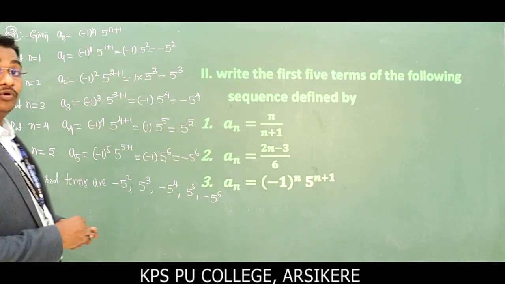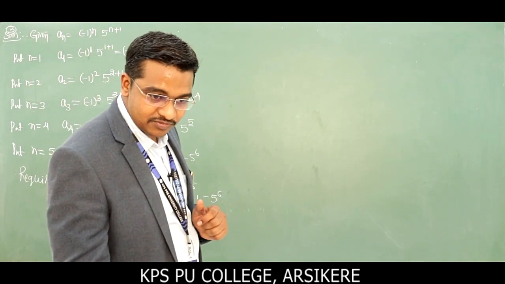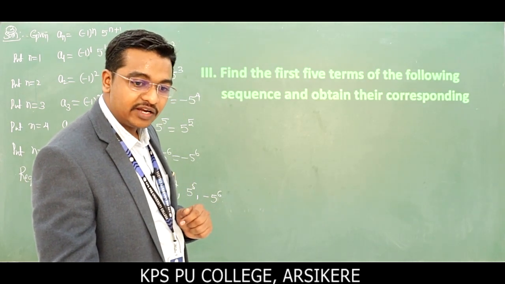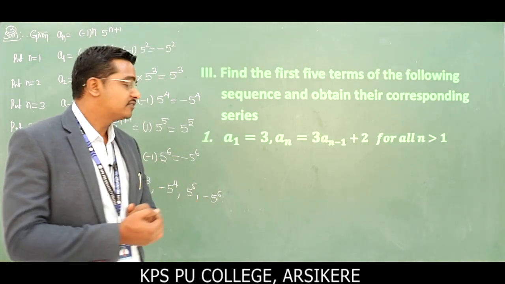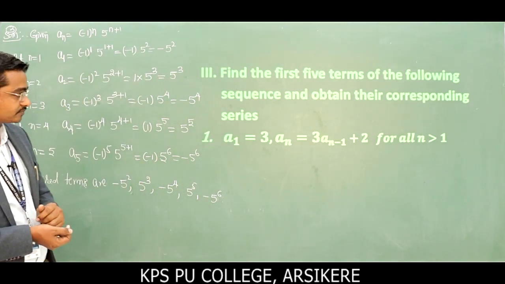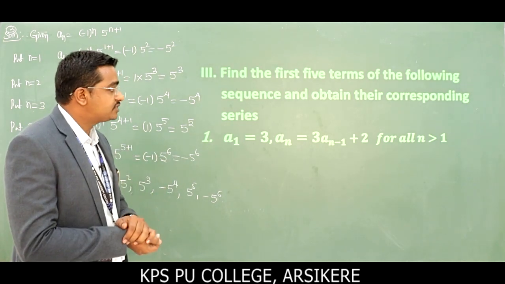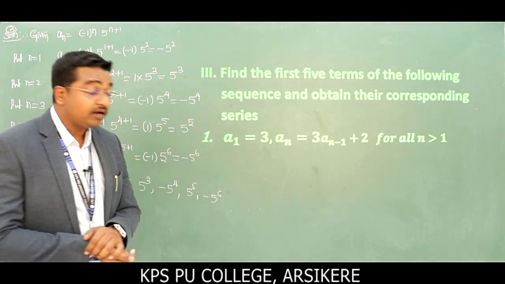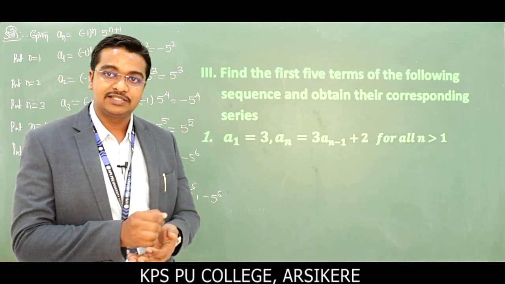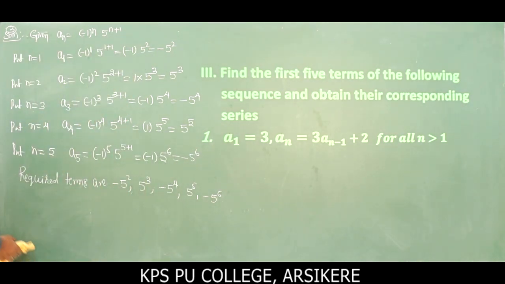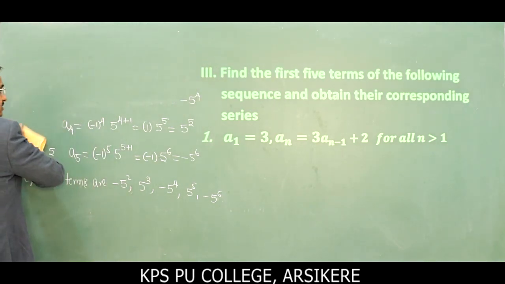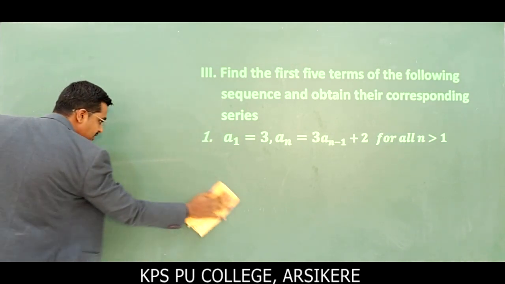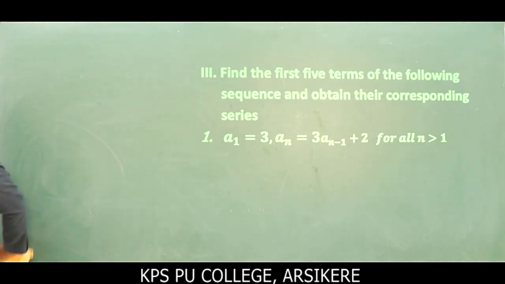Now dear students, we are moving to the next problem. Find the first 5 terms of the following sequence and obtain their corresponding series. Here we need to find the first 5 terms of the sequence and obtain the corresponding series. When we get a1, a2, a3 and so on up to an as the sequence, the corresponding series is a1 plus a2 plus a3 and so on. We follow the same thing.